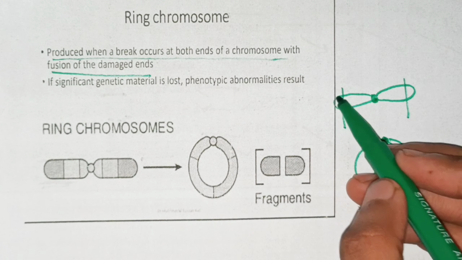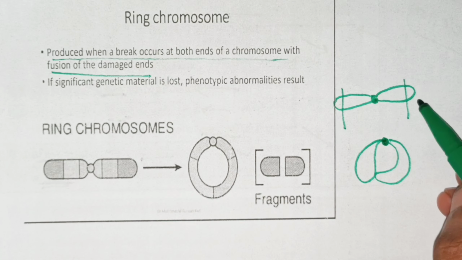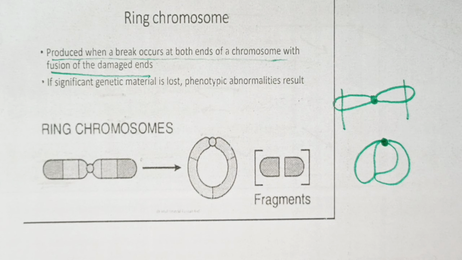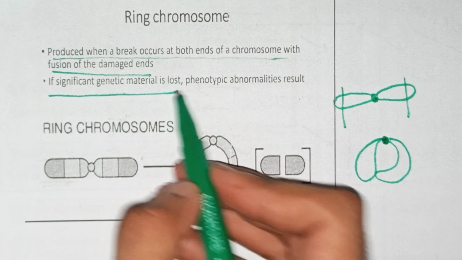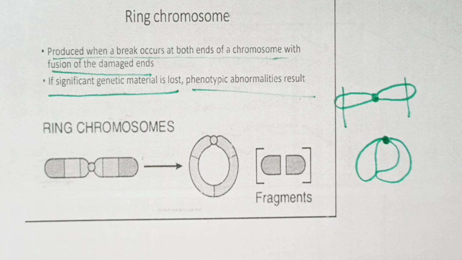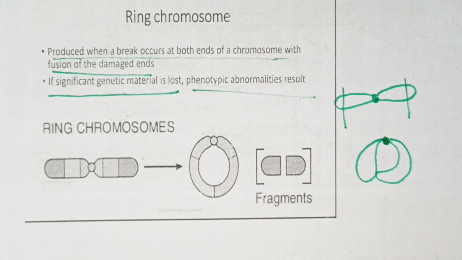लेकिन इसमें कुछ पोर्शन जो है ये क्रोमोसोम का लॉस होता है। अगर ये लॉस ज़्यादा हुआ तो फिनोटाइप पे असर पड़ेगा ज़ाहिर है, लेकिन अगर कम हुआ तो इतना फ़र्क नहीं आएगा। If significant genetic material is lost, phenotypic abnormality will surely result, okay. But if this small segment is lost, there will be no such problem, okay.